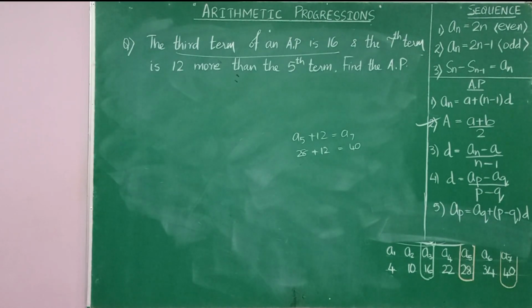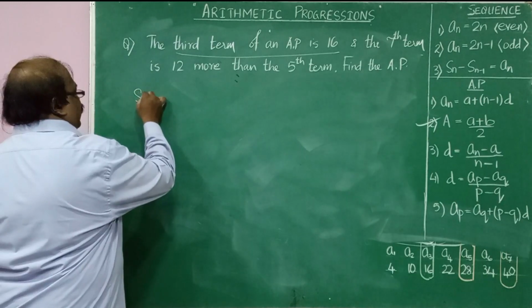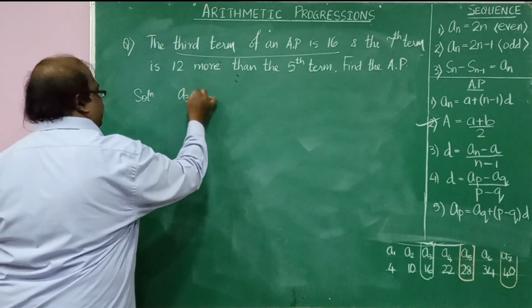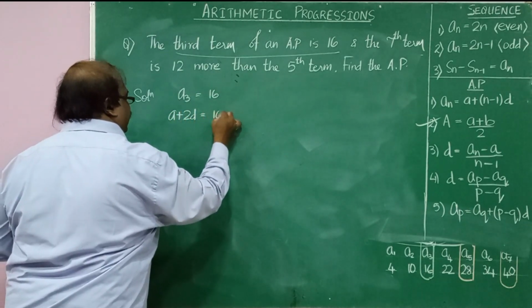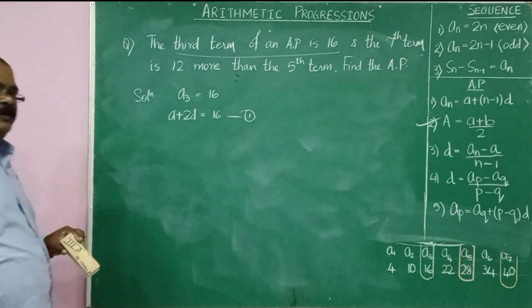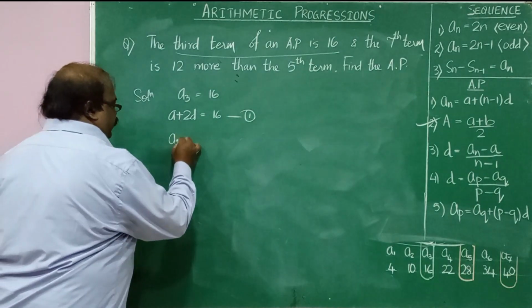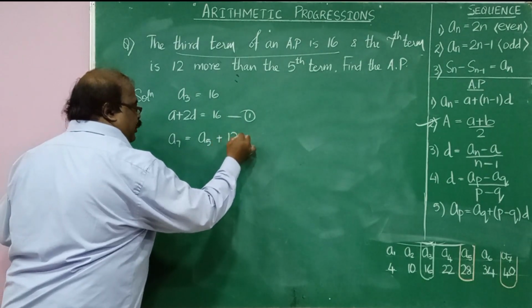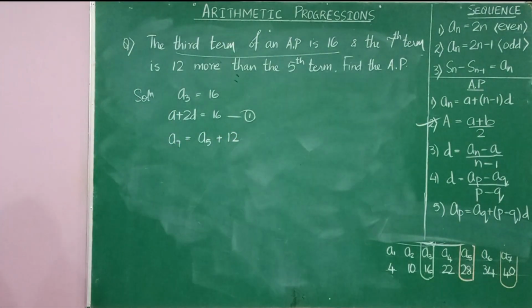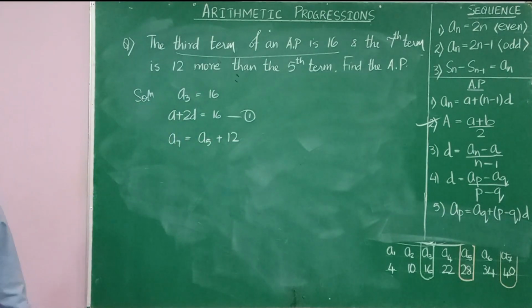Now, how am I going to do this sum? What is given to you in the first step? That the third term is 16. Solution set. I know that the third term is 16. That means the value of a plus 2d is 16. Right? Then one more relation. The seventh term, what did I say? The seventh term is 12 more than the fifth term. What was my second relation? The seventh term was 12 more than the fifth term.